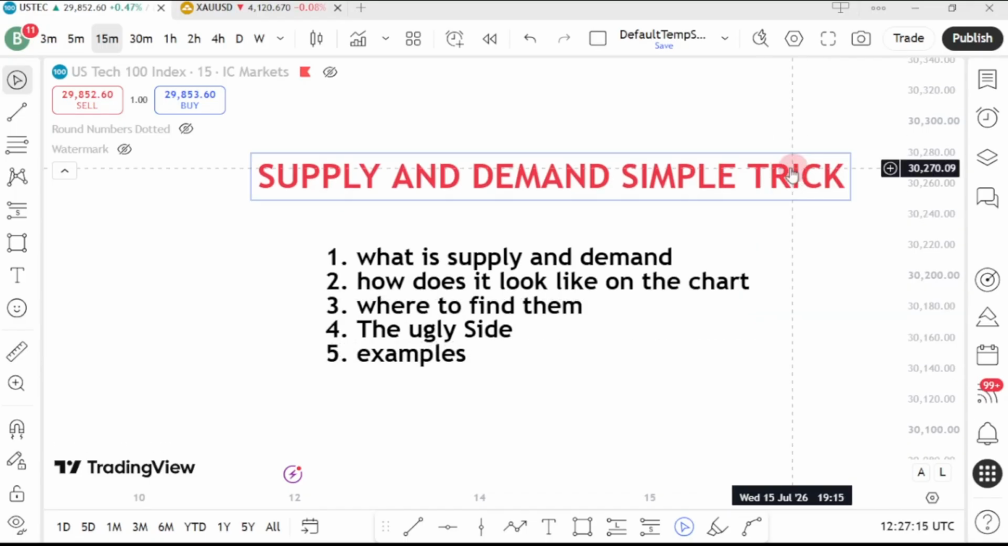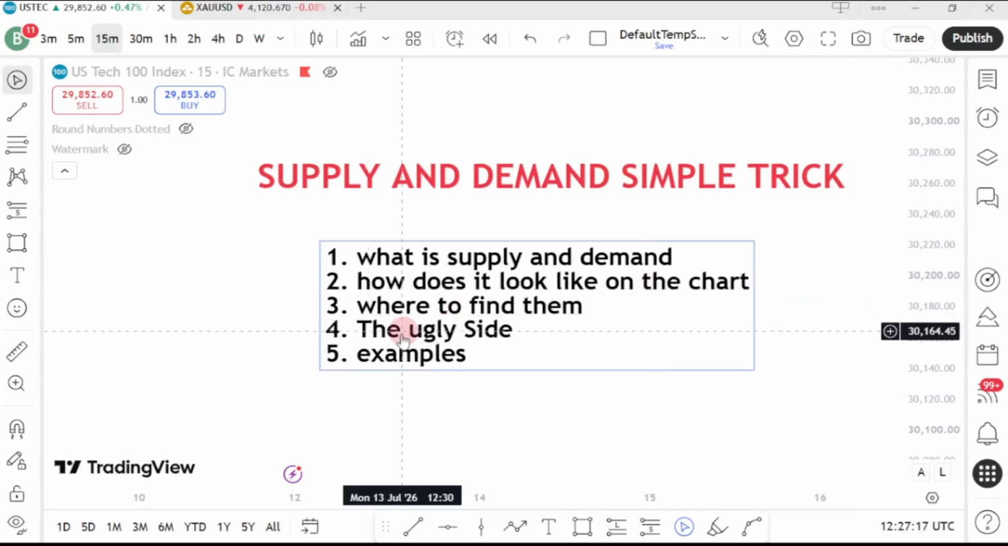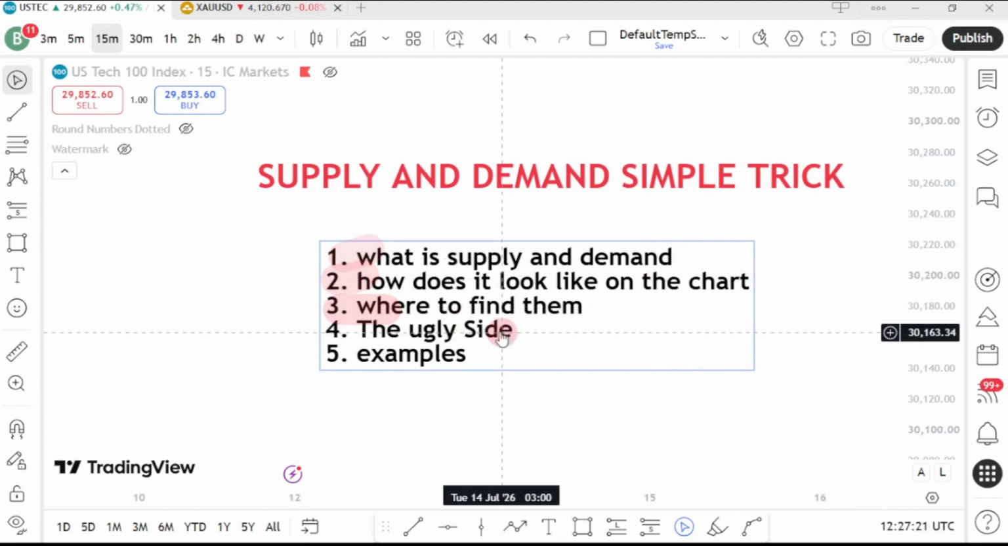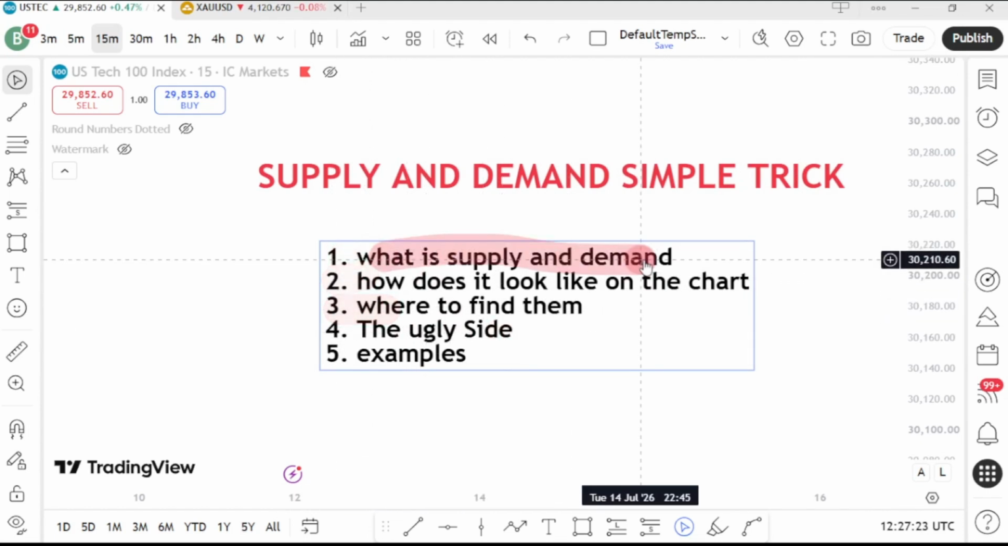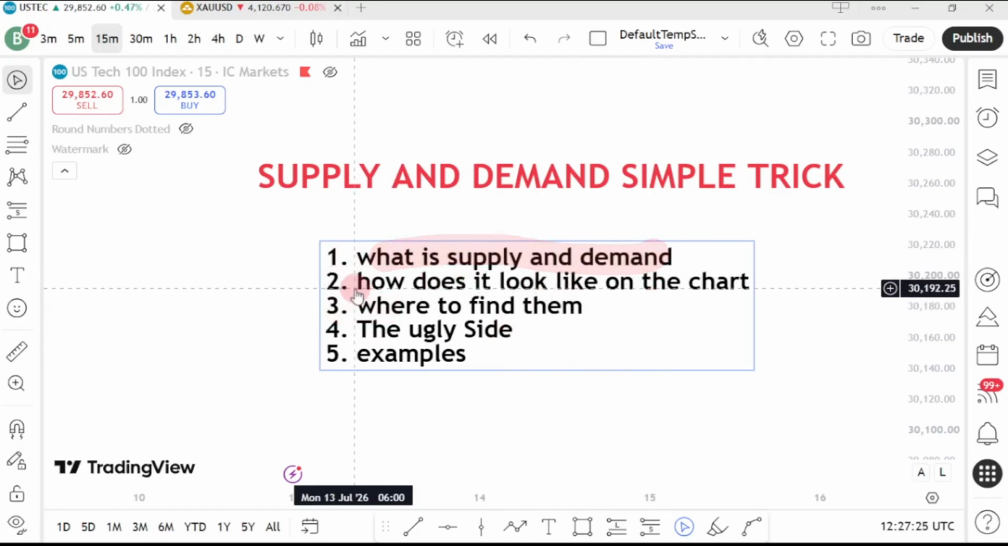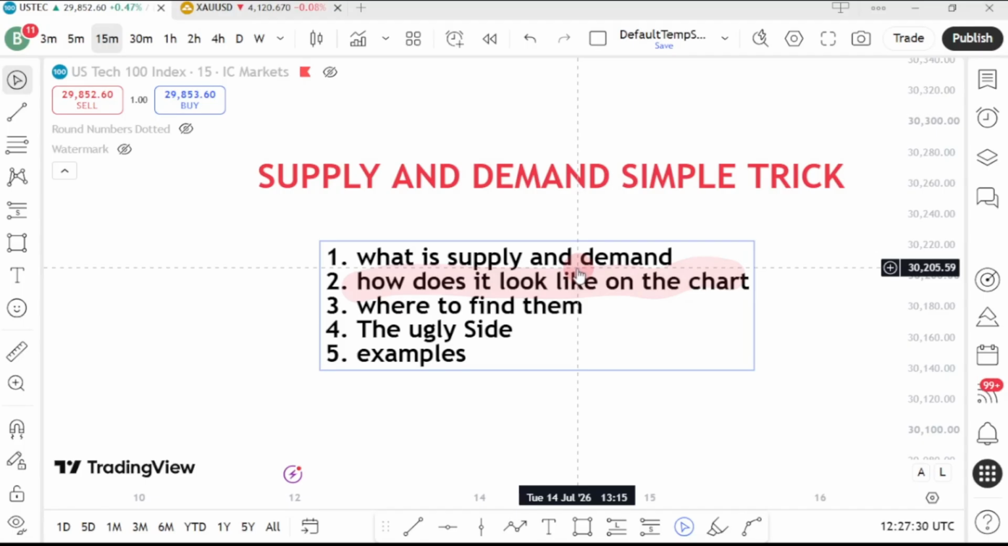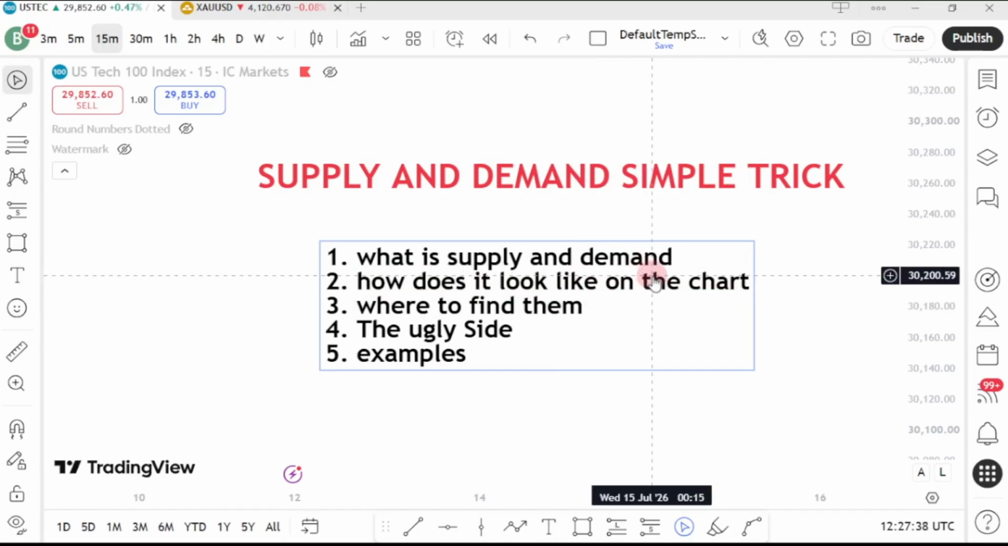Now, before we talk about the trick that we need to use, we need to go through especially the first 3 points over here. We have to understand what supply and demand is, and we also have to know how it looks on a chart. Because if I tell you the definition of supply and demand and you are not able to identify it on a chart, then it doesn't actually make sense. It is not going to be of any use to you.